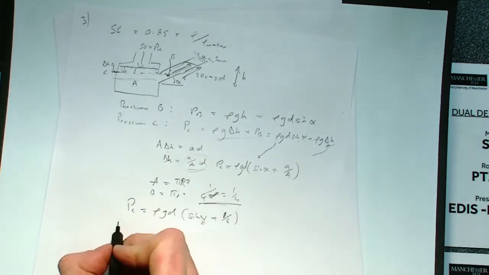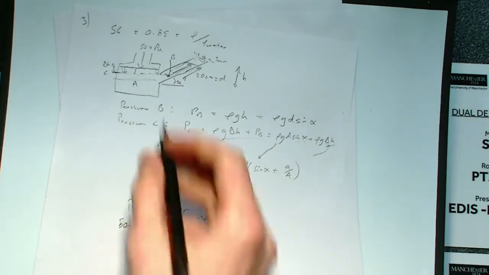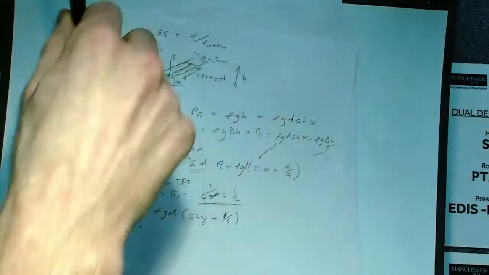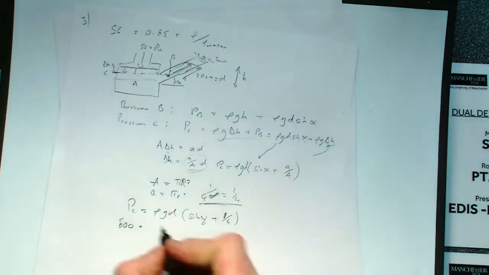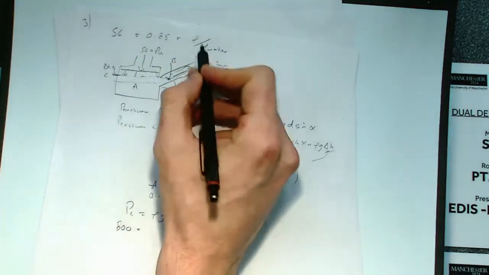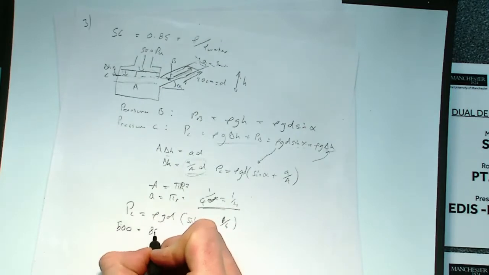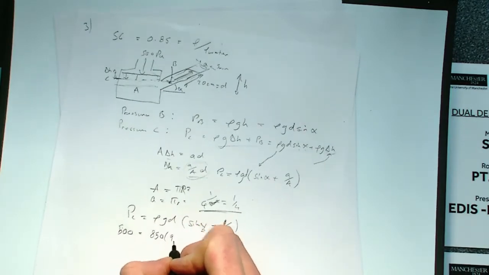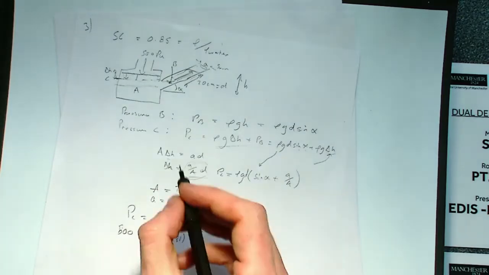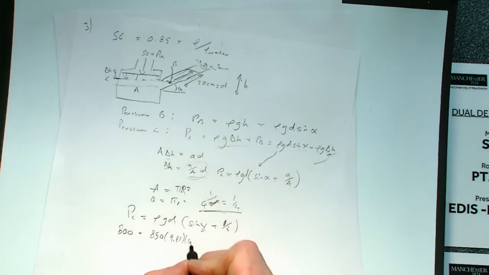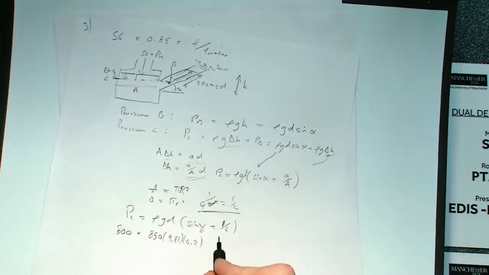So let's put the numbers in. 500 is PC, because that's what we were told is displacing that oil downwards. Rho is this thing here, so we've got 850. And then G is the classic 9.81. Always use 9.81. D is 0.2 because the fluid's creeped up the tube. And then we've got this sine alpha and 1 over 4.